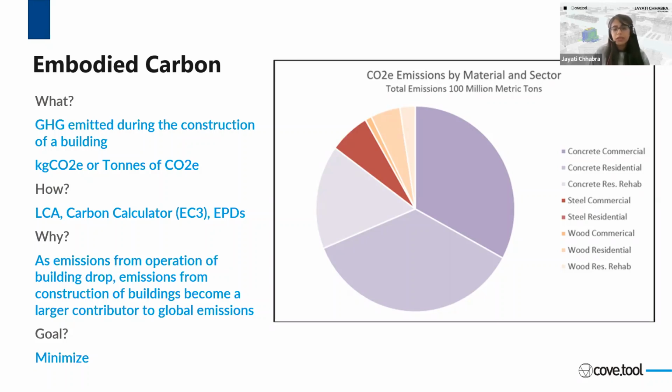You can get this information from EPDs or from manufacturers. EC3 is a platform which is a great source for providing A1 to A3, that is cradle to gate, embodied carbon information, which is also plugged into cove.tool's optimization feature. And here the goal again is to minimize it as much as possible.